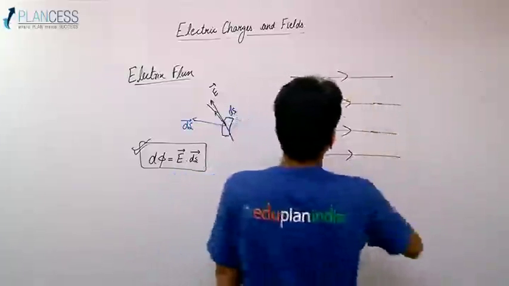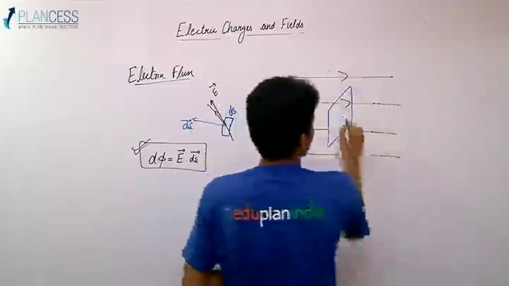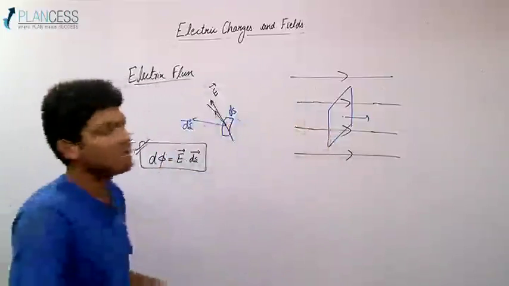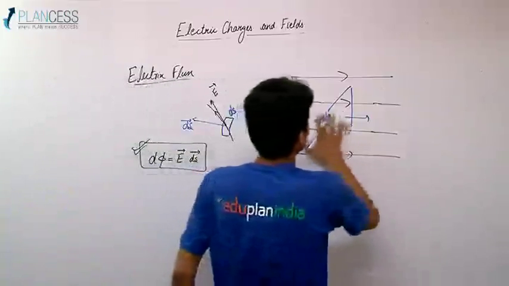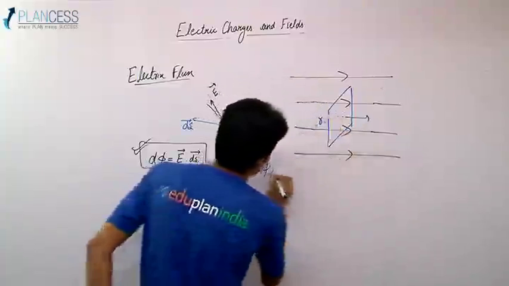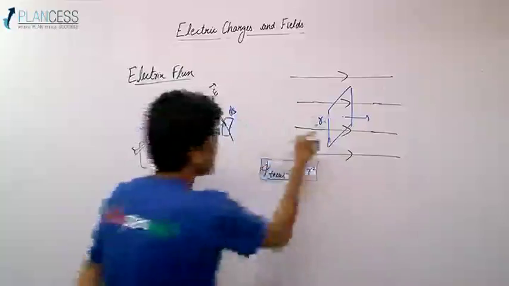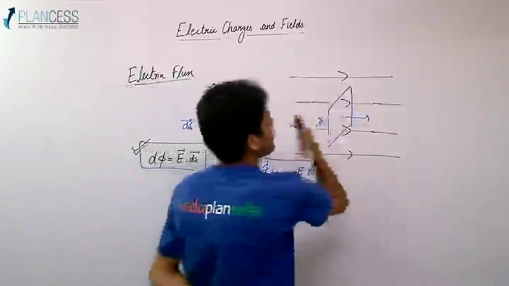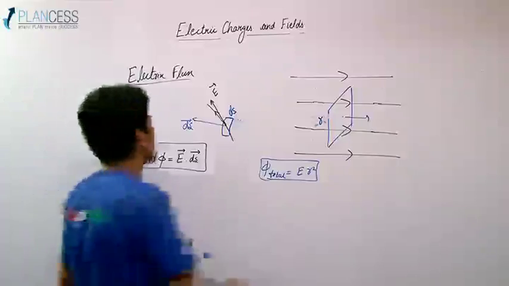Now, instead of considering it like this, I consider it like this. So I can say that E and ds are in the same direction. So E dot ds means E ds cos theta, so cos theta would be 1. And if this is a square of side R, I can write phi total is equal to E into R square. So this is the formula for the flux through this square plate which I have considered. In this way you calculate the value of the flux.